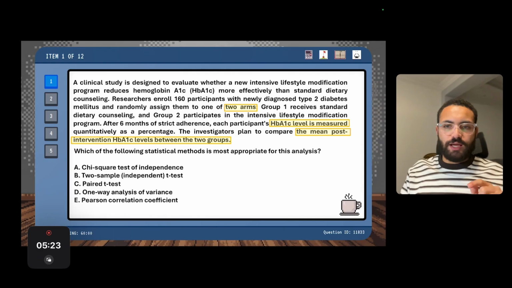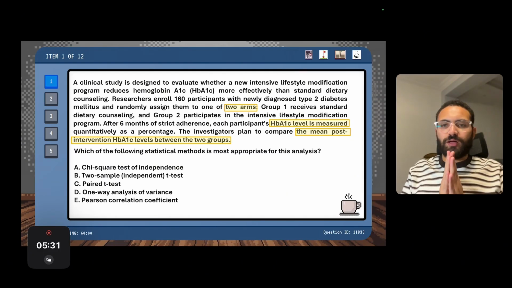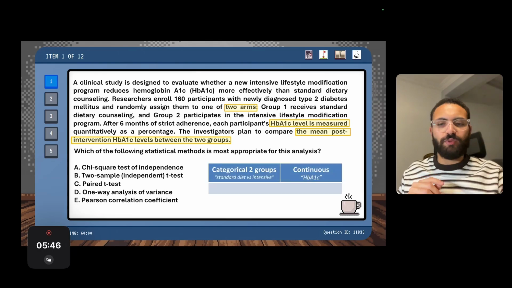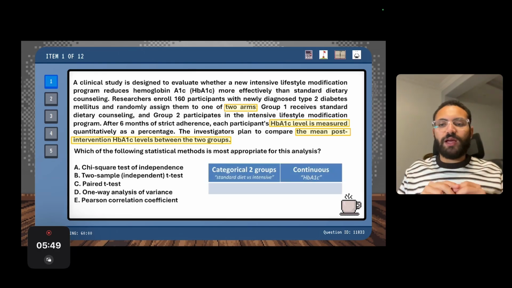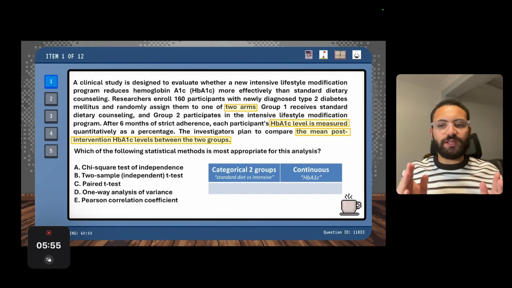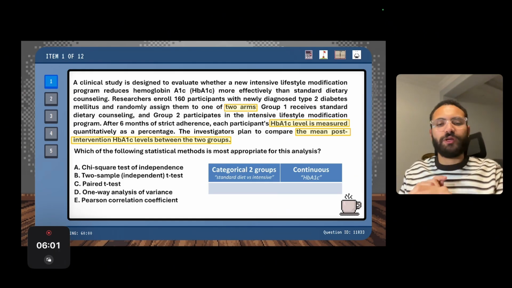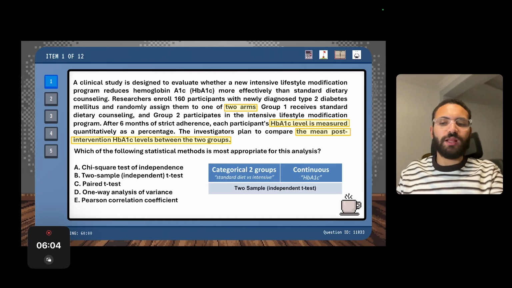The second question is a randomized clinical trial of a new intensive lifestyle modification program, hemoglobin A1C. They assigned them into two groups. Group one received the standard dietary, the other received the intensive. Then they measured the hemoglobin A1C, and he wants to know what is the test we are going to use. So here he is dealing with two categorical groups, standard versus intensive, and the thing we are going to measure is a continuous thing, which is the hemoglobin A1C. So we are going to deal with B or C. It's going to be B. As I said, it's the simple t test.